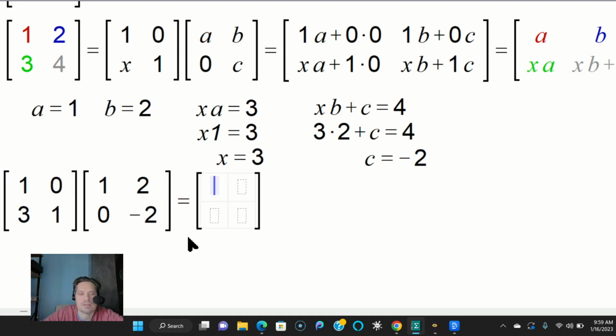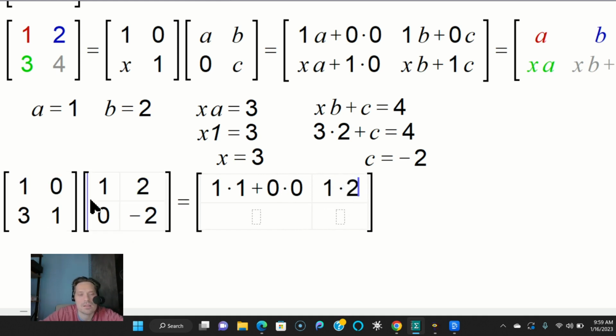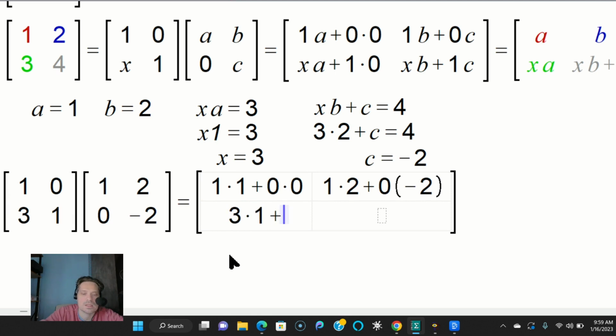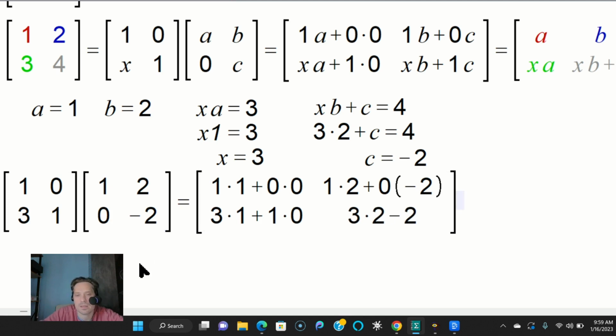Then we multiply this out to check. So you're going to do 1 times 1 plus 0 times 0. Okay, then you're going to do 1 times 2, plus 0 times negative 2. Then you go on to the next one. You're going to do 3 times 1 plus 1 times 0. Then you're going to do 3 times 2, and then 1 times negative 2 is negative 2. Then you work through this and see what happens, okay?